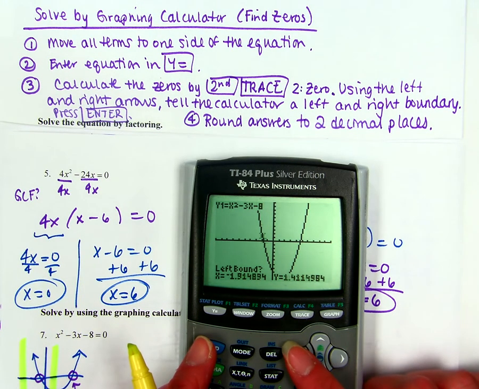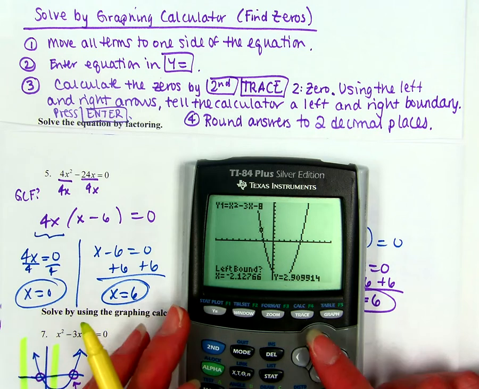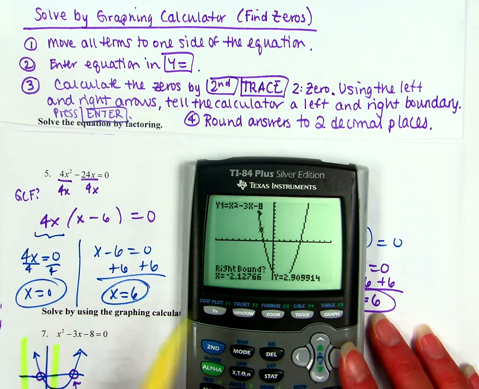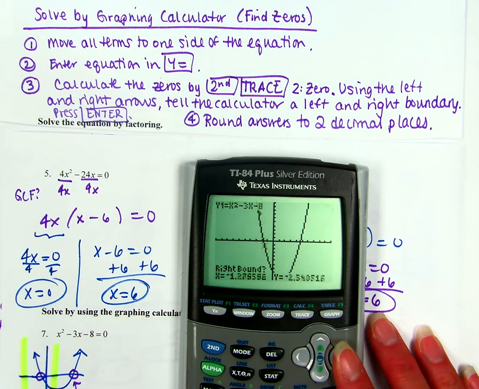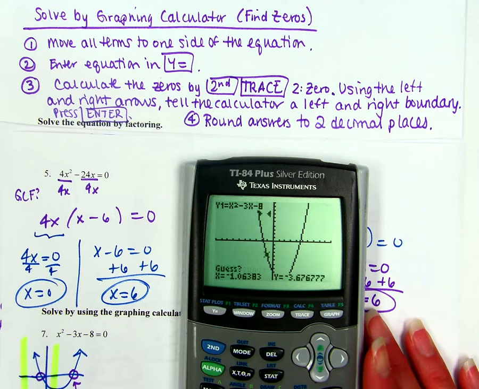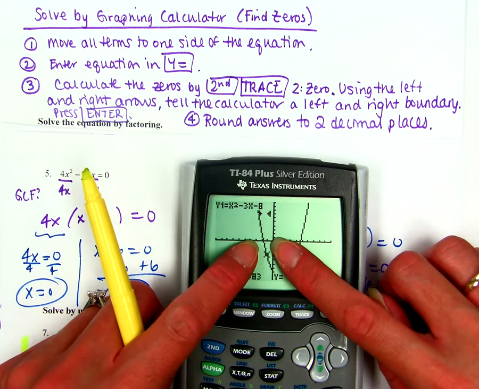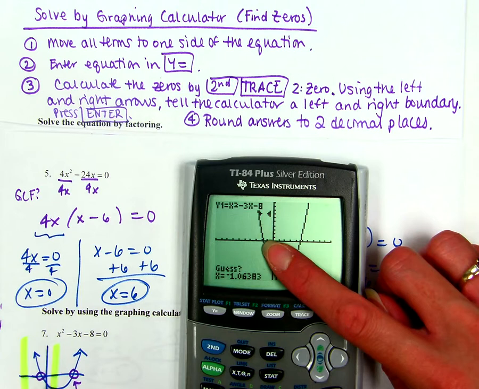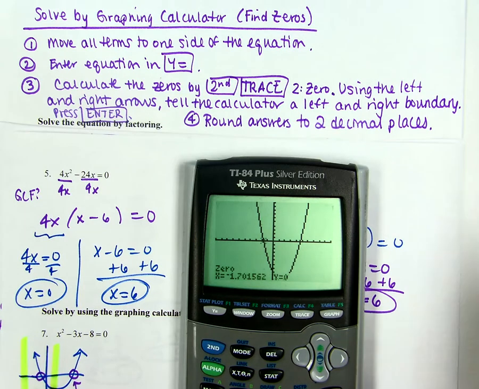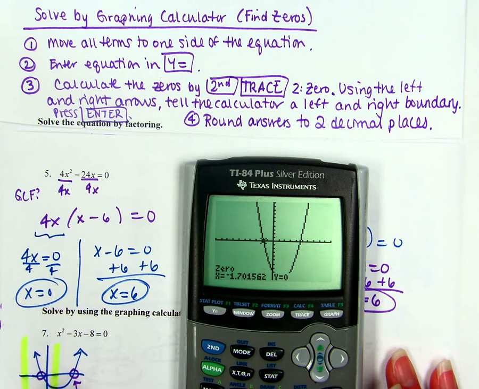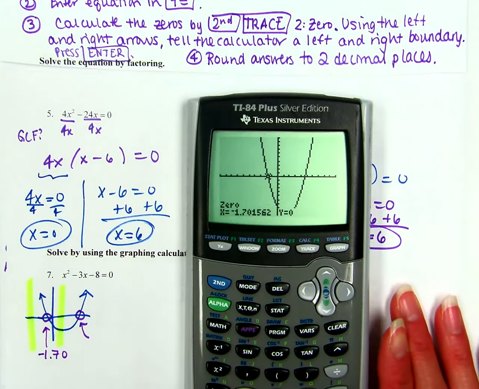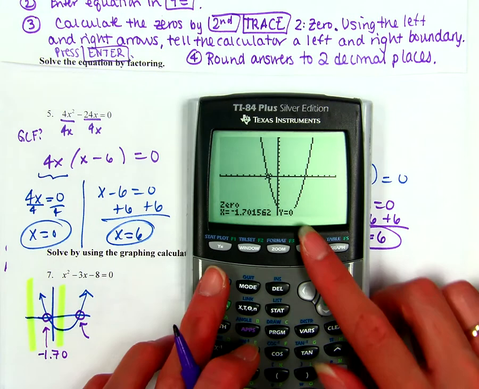So I'll show you a couple different ways of doing it. So I'm going to move to the left, hit enter. Now it asks right bound. So I need to go to the right and hit enter. Notice that there's these arrows. So it's saying find in between these two arrows, find where that crosses. Okay, and my guess, you just hit enter. So there's my first solution. My solution, I'm going to round to 2 decimal places, is negative 1.70. That's this one.